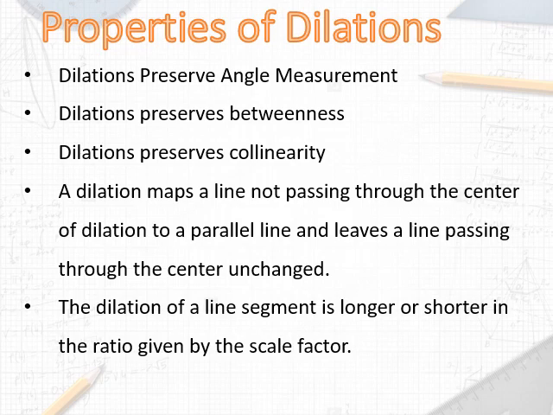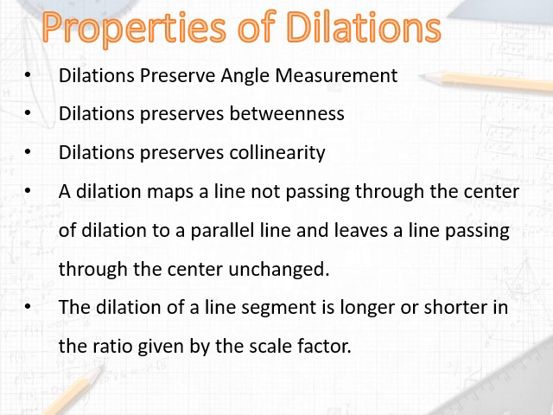Now, what does that mean? It means that the angles are going to be the same, so it preserves angle measurement. The dilation preserves betweenness, so if points are between other ones, or they're inside of the shape versus outside, all that is going to stay the same. If points were collinear in the beginning, they will be collinear in the image. So if we had A, B, C on the same line, A prime, B prime, C prime will still be on the same line in an image from a dilation.